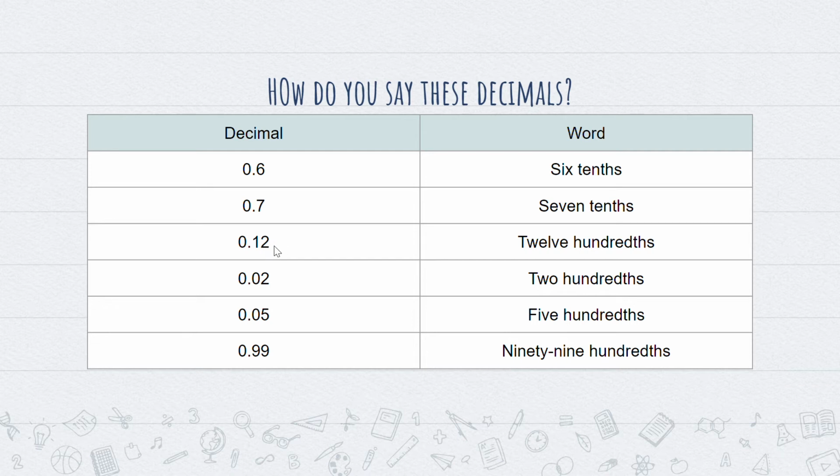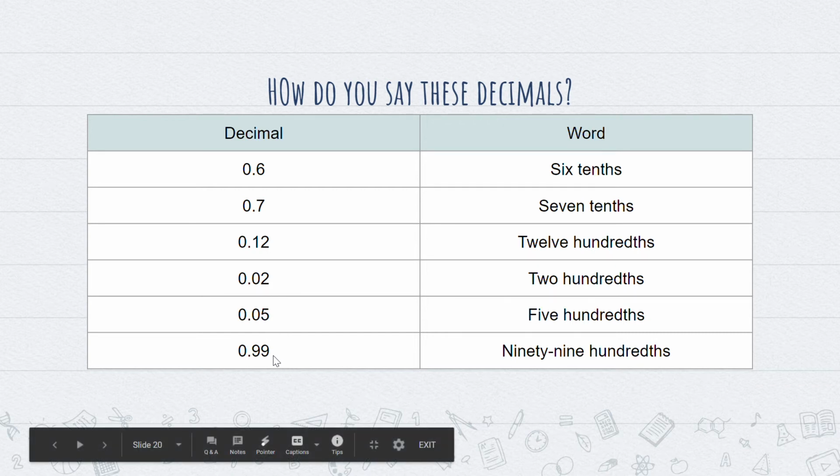If there was another place value back here where there was a 3, let's say, that's the thousandths place value, you would say 123 thousandths. But we don't go that far in grade 4. In this situation we have nothing in our tenths, but we have 2 in our hundredths, so we say 2/100ths. Here again 5/100ths, and here again we have 99/100ths.